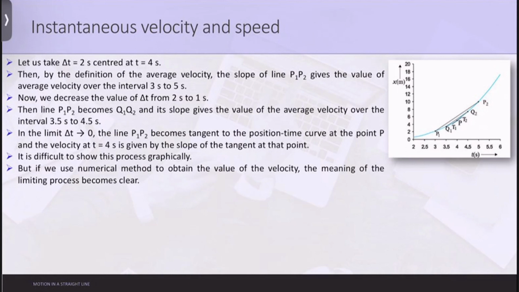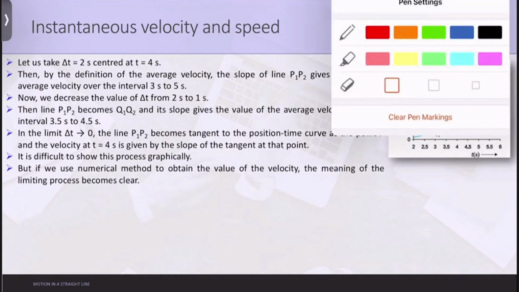Okay, so here we'll try to use the graphical methodology, and then afterwards we will understand the numerical methodology of it also. Okay. Fine. So let us take delta t is equal to 2 seconds, centered at 4 seconds. So if it is centered at 4 seconds, that means you are taking delta t by 2 in this direction, delta t by 2 in this direction. Okay, let us try to understand this clearly.